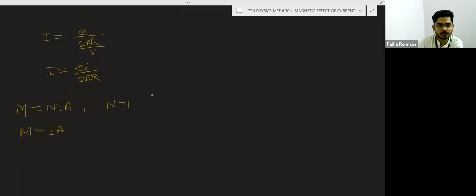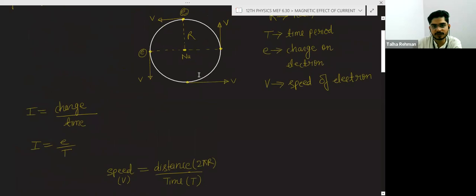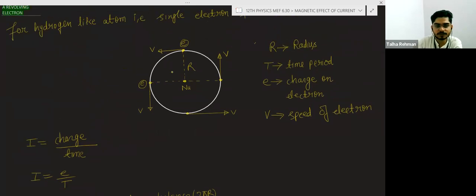So put the value of current. M is equal to I times A. Put this value instead of I: ev divided by 2 pi r. Area is pi r square. And the direction of the current: as the electron is moving in this direction, the direction of current will be opposite to the motion of the electron.